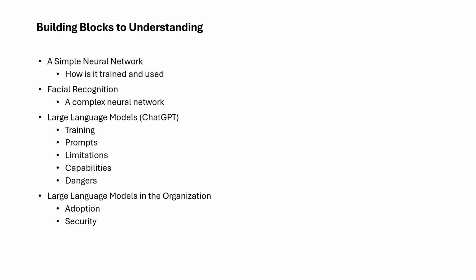To build this understanding, we're going to look at some basic blocks. The first is a simple neural network, how it's trained and used, quickly about facial recognition, and then we'll get into the concept of a large language model, how they're trained, the prompts, limitations, capabilities, and also the dangers of large language models. And we'll look at how they are used in the organization.